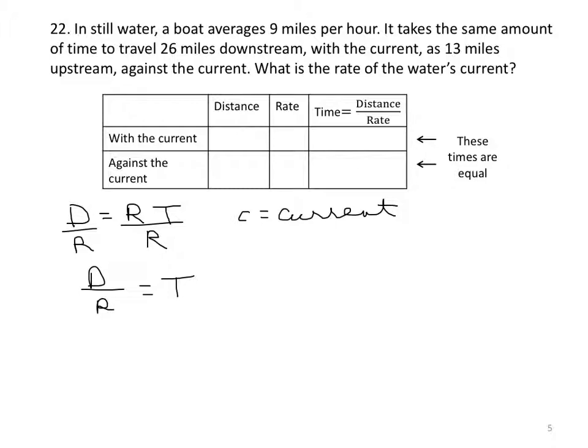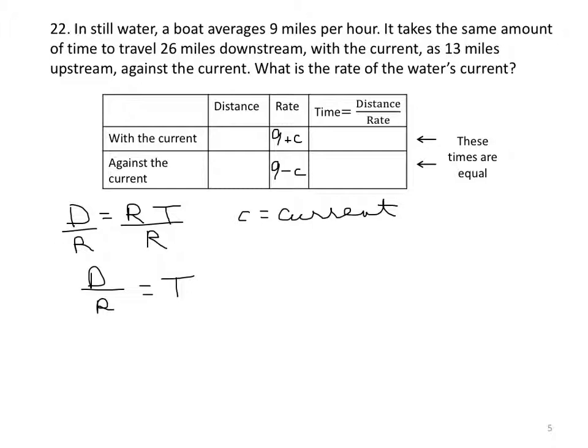Okay, in still water, the boat goes 9 miles per hour. So its normal rate is 9 miles per hour. If it's going with the current, it's going faster. The current is adding c to it, so it's going at a speed of 9 miles per hour plus whatever the current is. When it's going against the current, that means it's being slowed down, so the 9 miles an hour is losing speed by c. So it's 9 minus c.